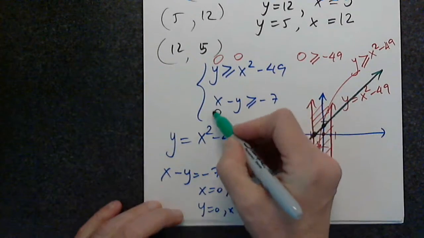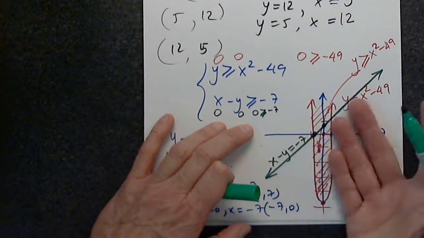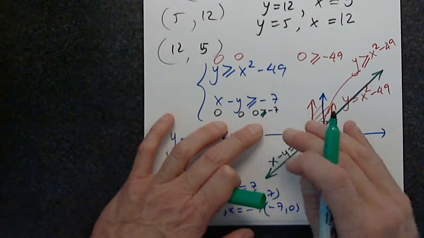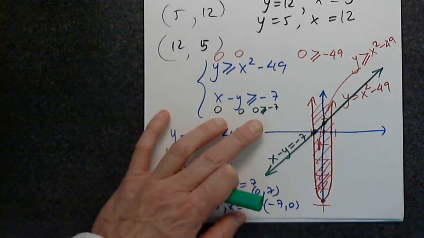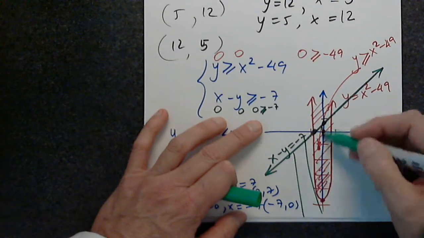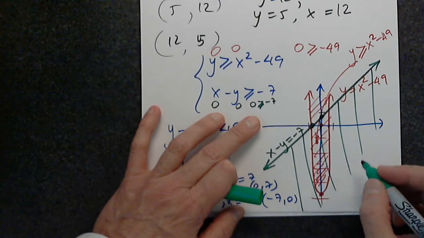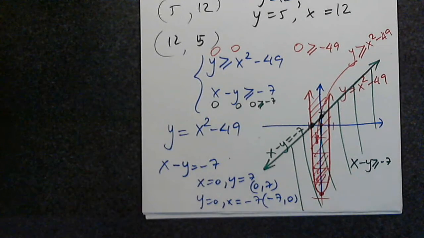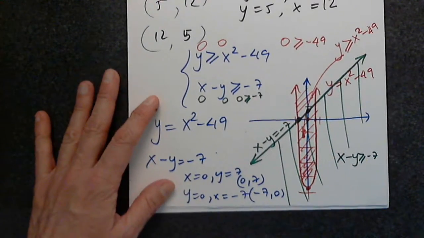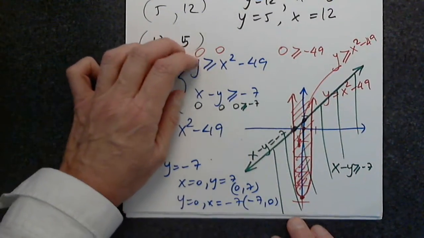So 0, 0. Is 0 greater or equal to negative 7? If you say yes, I'll shade in the bottom. If you say no, I'll shade in the opposite. Yes. So all these points in the green territory represent ordered pairs that verify this inequality. But I'm interested in the entire system.